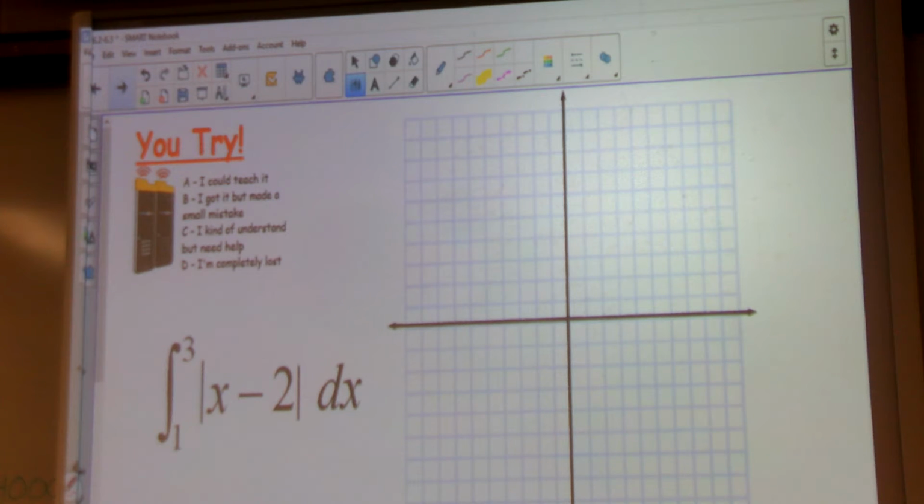Go ahead, find me the area under the curve from 1 to 3 of the absolute value of x minus 2, dx. And by the way, for homework tonight, there are a few graphs, I think 4 or 5. They need to be on graph paper.